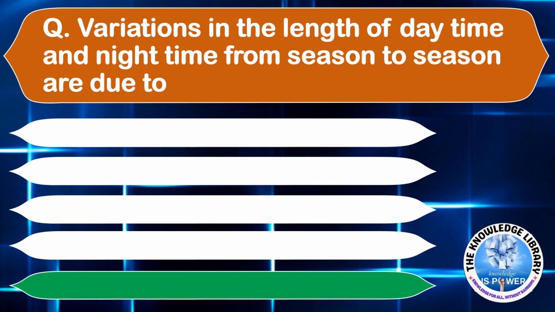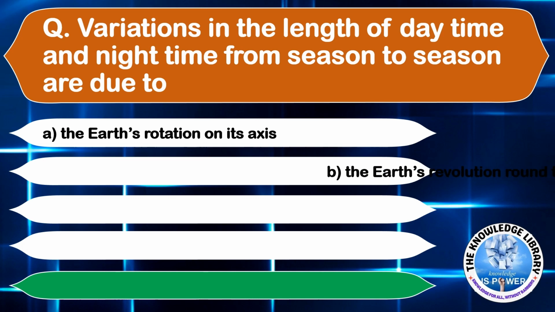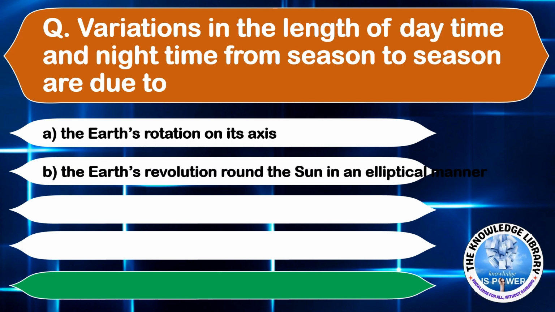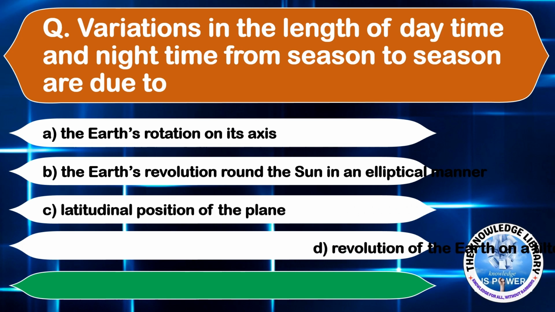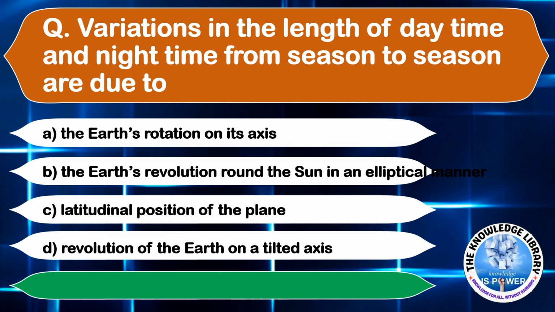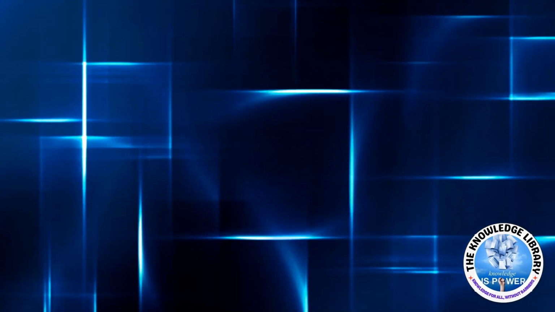Variations in the length of daytime and nighttime from season to season are due to option A the earth's rotation on its axis, option B the earth's revolution around the sun in an elliptical manner, option C latitudinal position of the place, and option D revolution of the earth on a tilted axis? The correct answer is option D, revolution of the earth on a tilted axis.